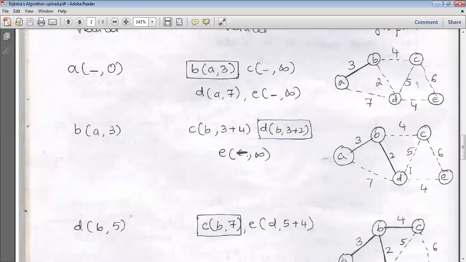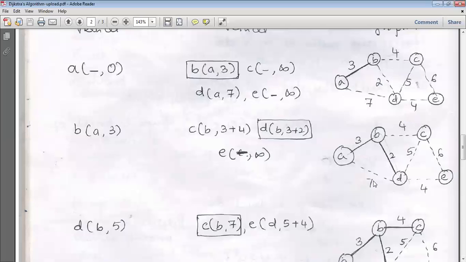From D, can I reach E? Yes, I can reach E. There are different paths to reach E. So how can I reach it? 3 plus 4 is 7. 7 plus 6 is 13. If I choose this path, it is 13 kilometers. Assume that it is 13 kilometers.